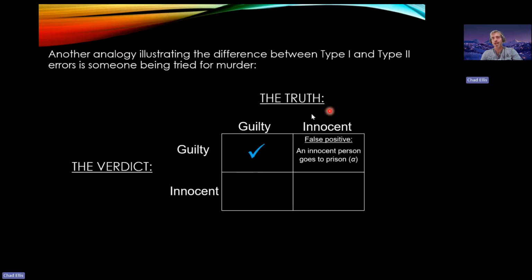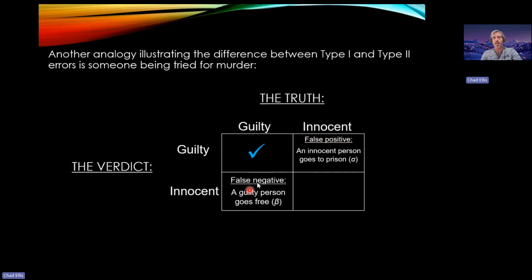But if that person actually is innocent, and the verdict from the trial finds him guilty, that's where we're going to have a false positive. So we're sending, in this case, an innocent person to prison. The default or the null hypothesis is the presumption of innocence. So if we have an innocent person that is found guilty in the trial, that is an example of a false positive.